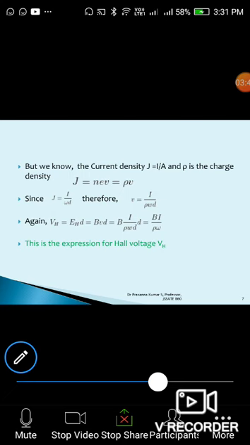Substituting into the expression for VH, the Hall voltage VH is equal to EH times d, that is equal to B v d. So if you simplify, VH becomes B I by rho times omega. This is the expression for the Hall voltage.